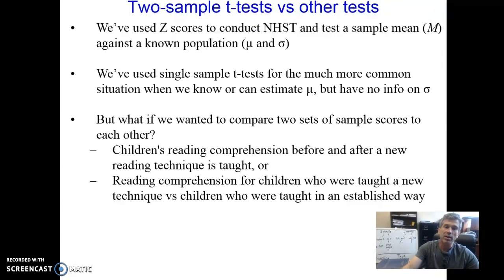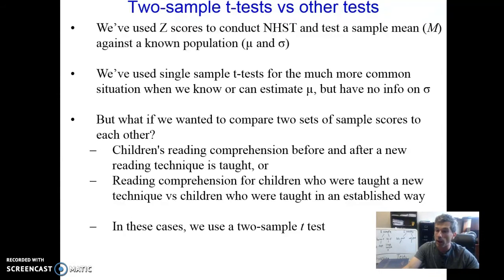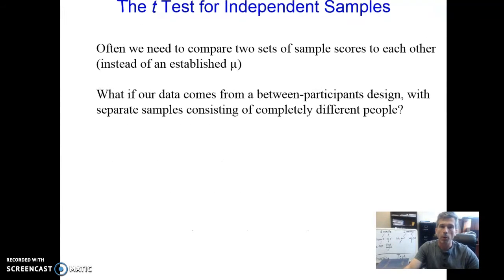So 2-sample t-tests are run when we have 2 samples of scores that we want to compare to each other. We don't know anything about either population. Which 2-sample t-test you run depends on whether you use a between participants or a within participants design. So let's start with the most common approach. Between participants designs are the most common type of design for reasons that we'll get into a little bit later.